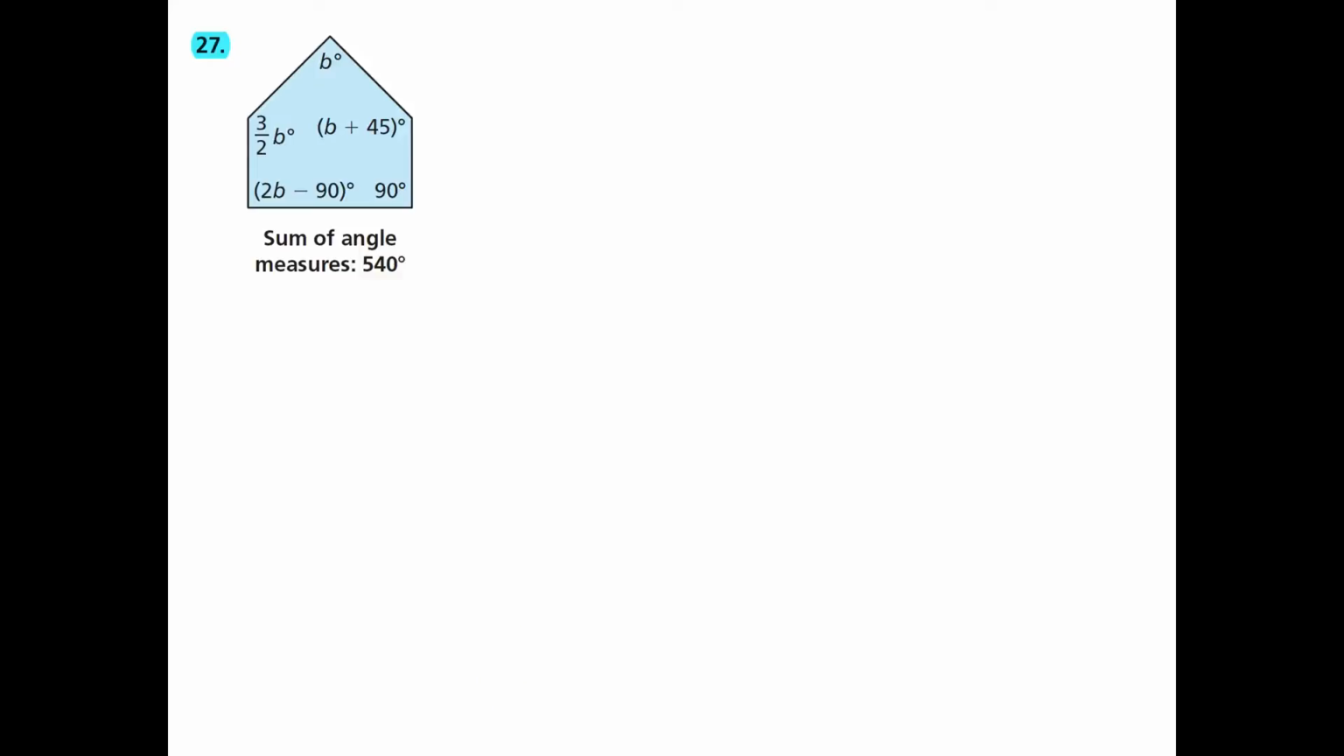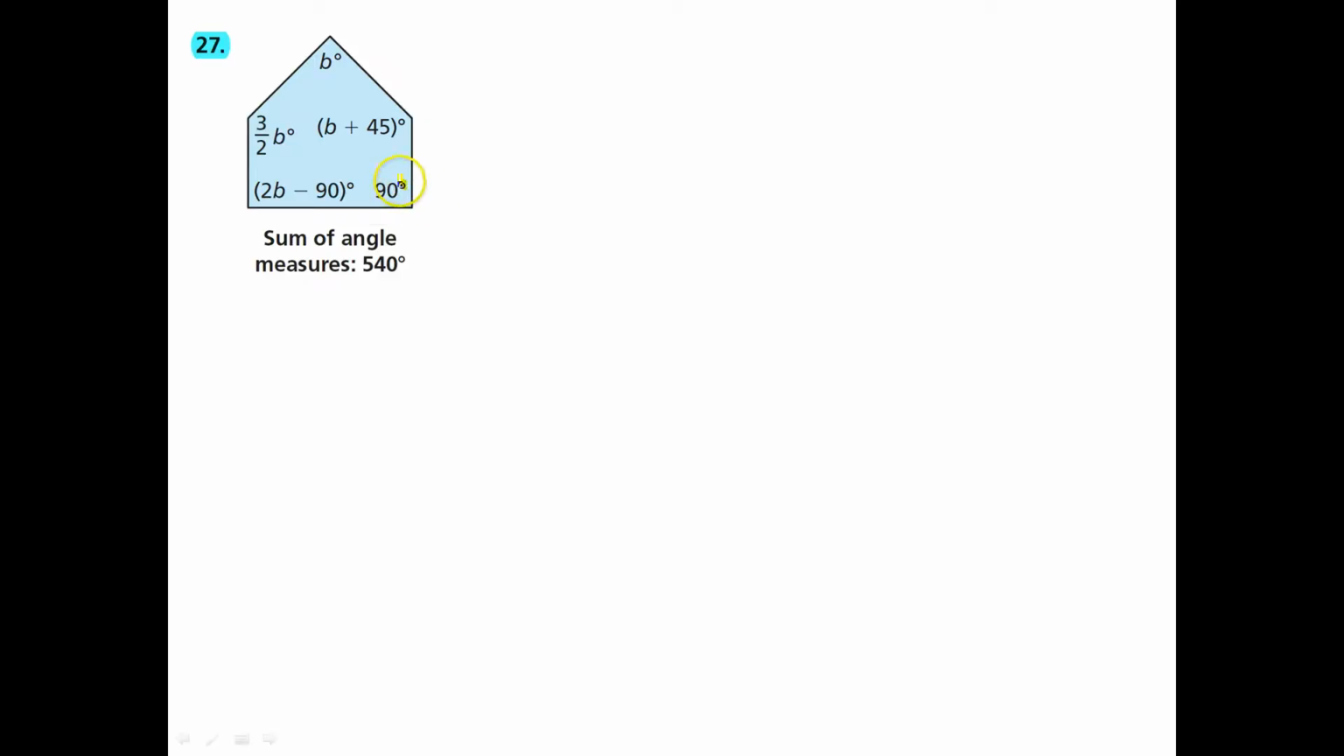Alright, so we need to solve for b. We need to find out the measure of each one of these angles and then use a protractor to figure out if our answer is reasonable. So we know here that the sum of the angle measures is 540 degrees.